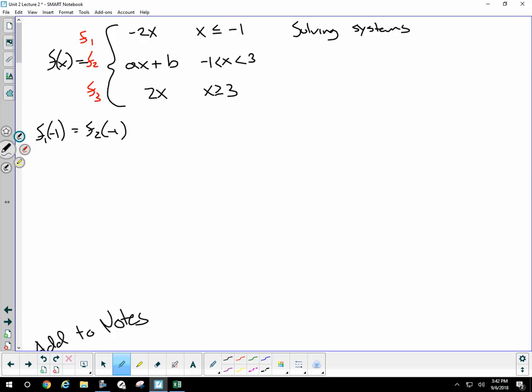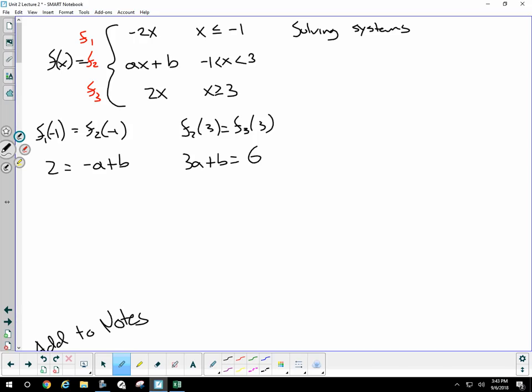Top piece meets up with the middle piece at -1. I get 2 is equal to -a plus b. Middle piece needs to meet up with the bottom piece at 3. I get 3a plus b is equal to 6. I have two equations and two unknowns. To be able to find these unknowns, we have to use the equations to help each other.